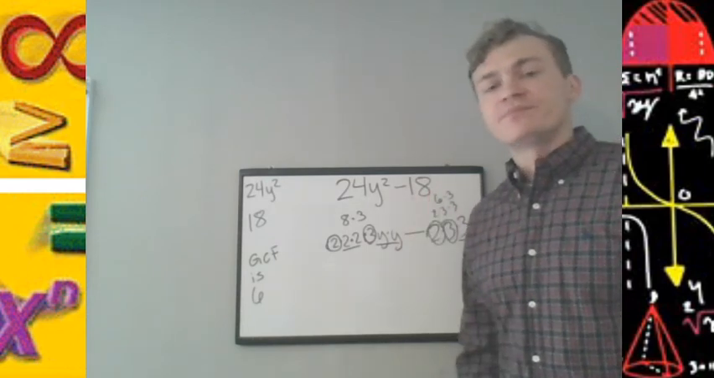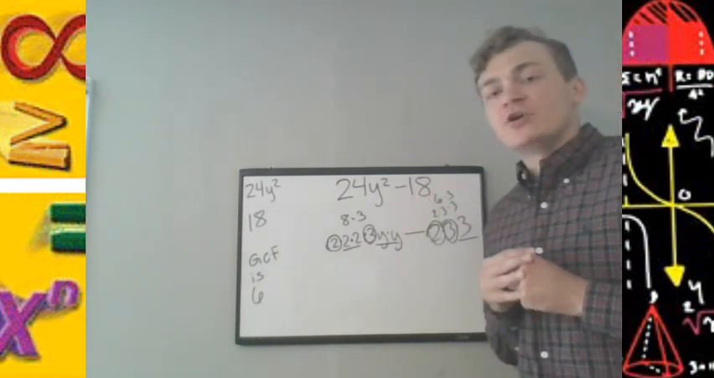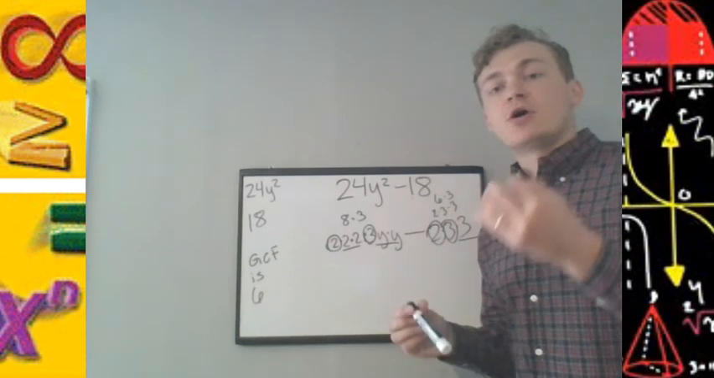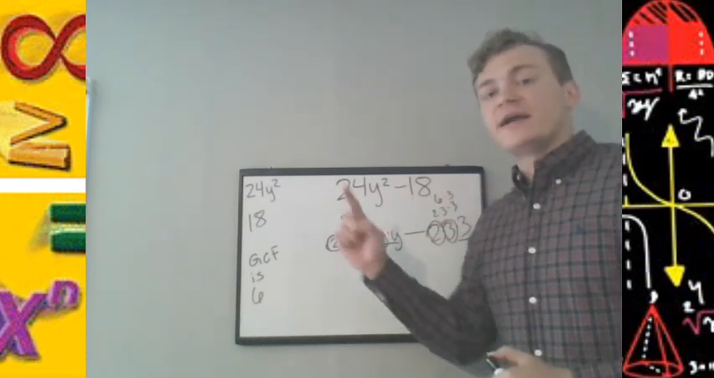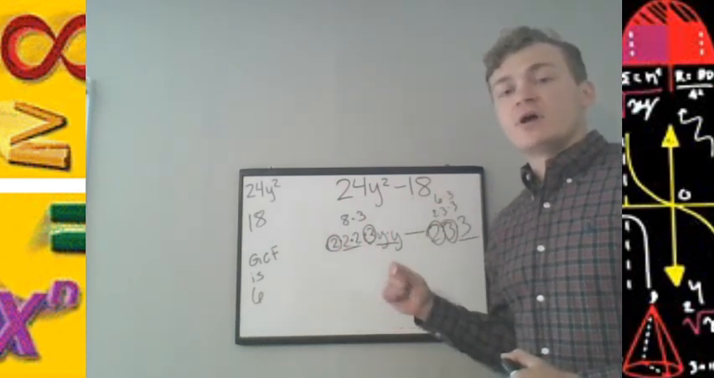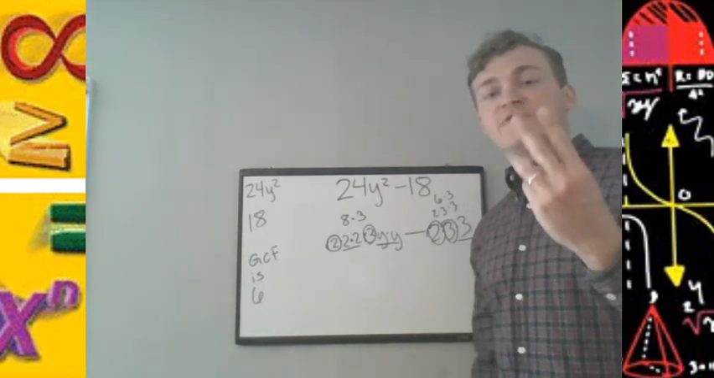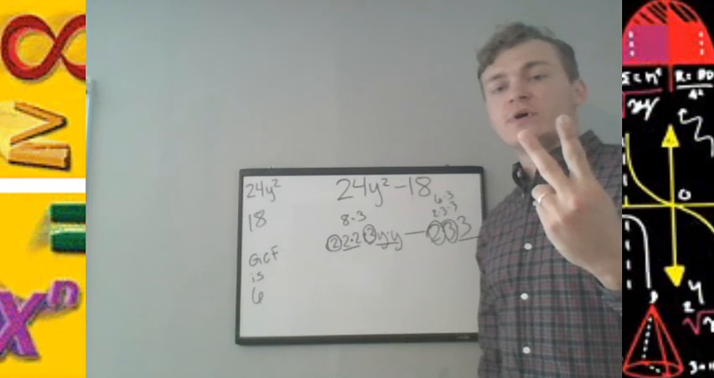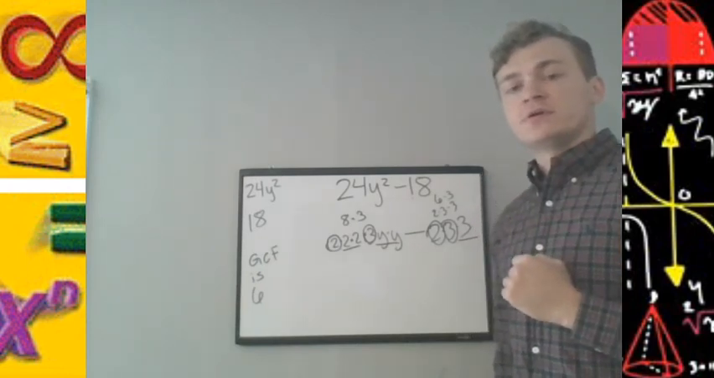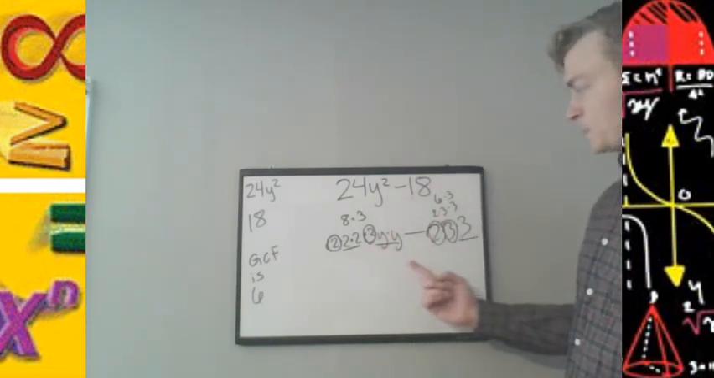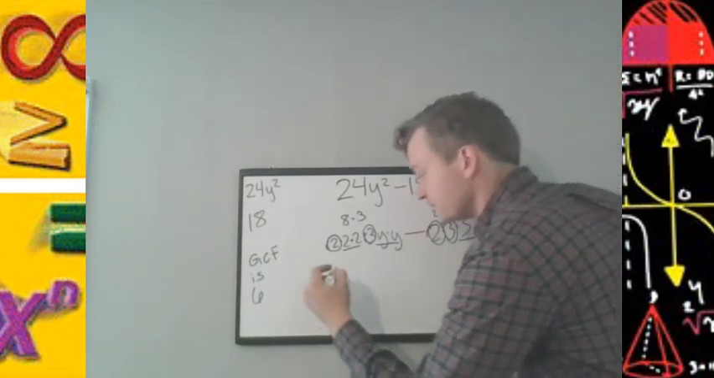What is the greatest common factor, or what is the largest number that will divide into 24y squared and 18 as well? It's 6. 6, 12, 18. 6, 12, 18, 24. So we factor out a 6.